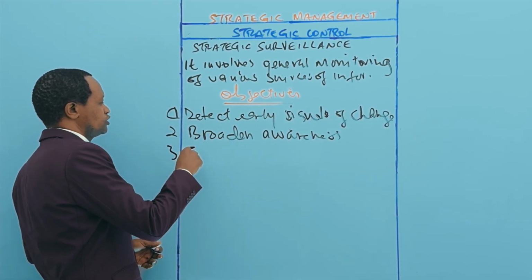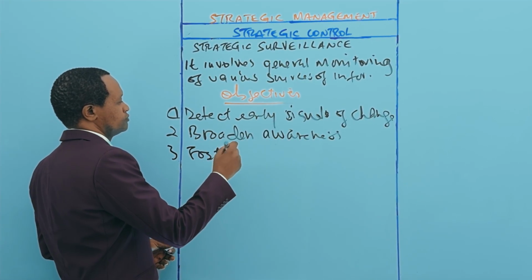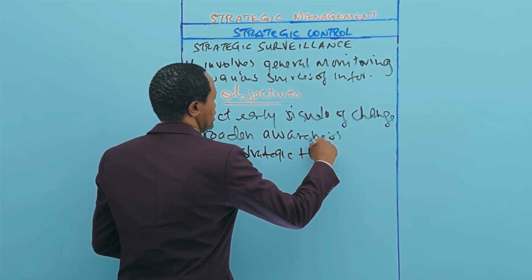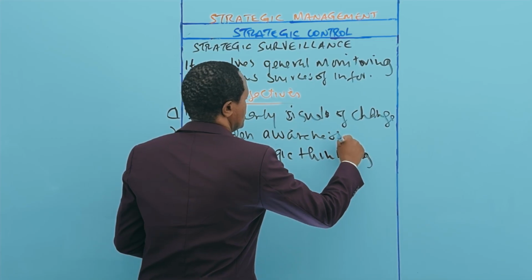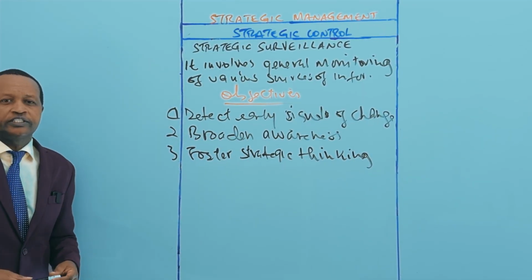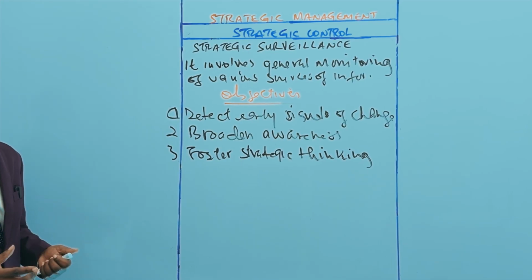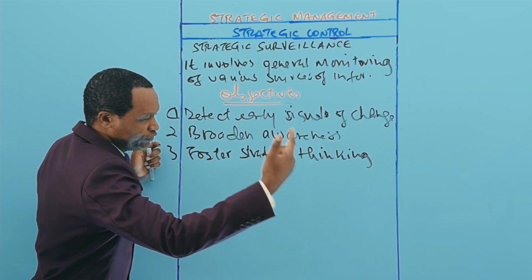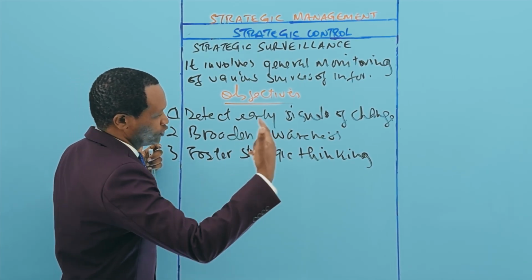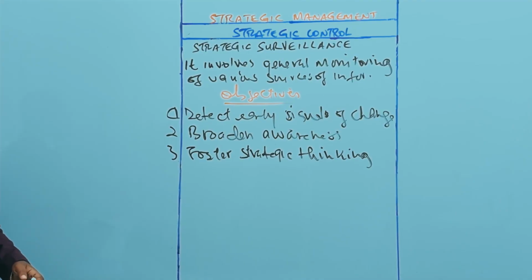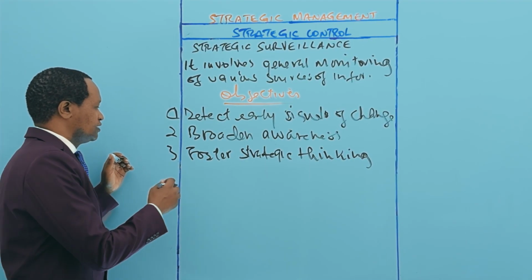Three is to foster strategic thinking. Strategic surveillance can be used to foster strategic thinking. It encourages a culture of vigilance and proactive consideration of the evolving environment. Understand?